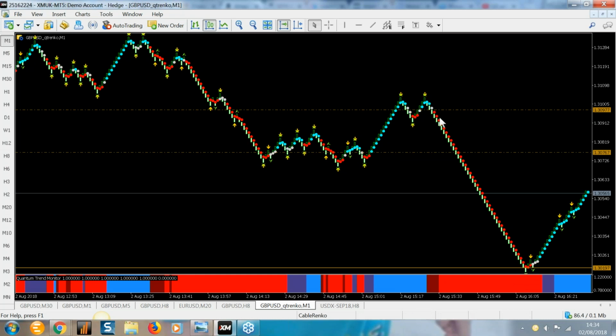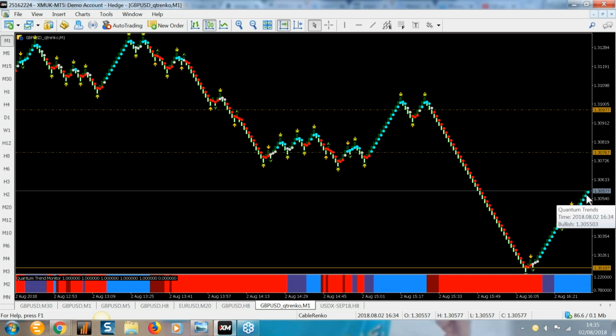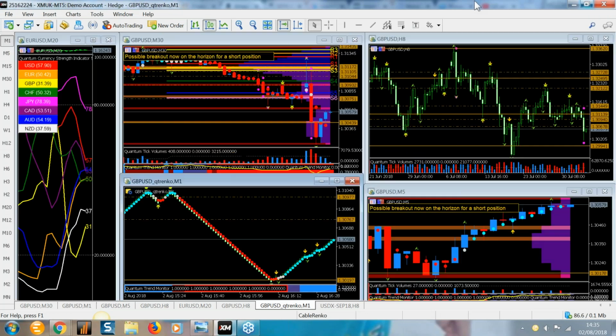And now we've come to the end of that. That was very fast, a trend with a lot of momentum. It just absolutely fell like a stone, and it's reflected in the Renko. Now we're seeing a reversal. It looks almost like a V-shaped reversal. We've moved into a new session anyway.